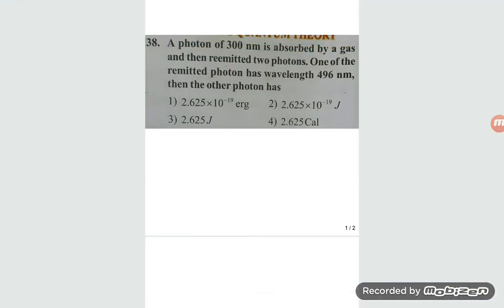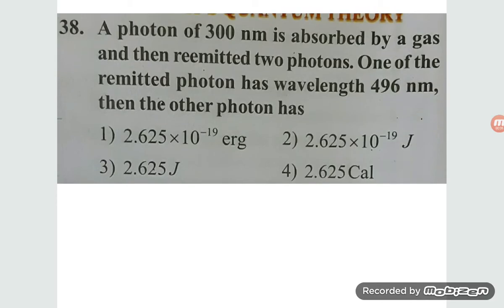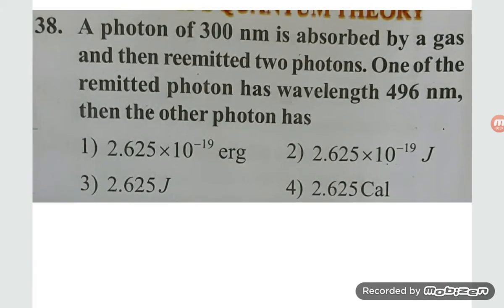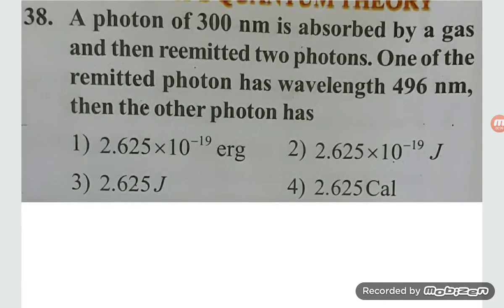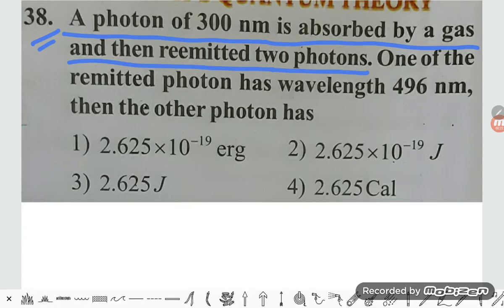Now let us see one more problem, problem number 38, which is asked by my student. So firstly read out the problem, student, then you will be able to understand. Problem number 38: a photon of 300 nanometer is absorbed by a gas and then re-emitted as two photons. Student, the question is quite good.